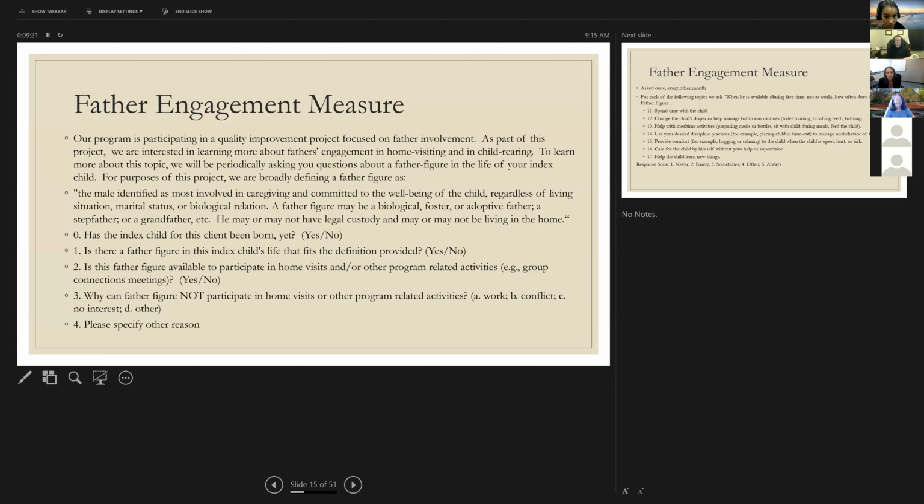This is the core measure that we use to assess father engagement. So first we define father engagement, and as you're all probably familiar with, we define this rather broadly. We wanted to include biological father figures, foster, adoptive, stepfather, grandfather, really anyone that was identified by that family as serving a father figure role. So the first thing we did was establish, is there a father figure even present in the family? And we asked this series of questions to get at whether there was a father figure in the home.